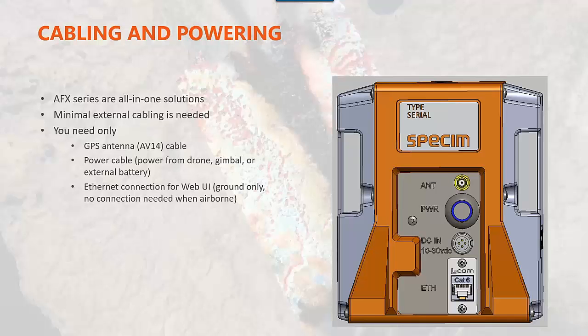Since we have an all-in-one solution, most of the cabling is already made inside the camera, so we need only minimal external cabling. What we need is a GPS antenna cable for the AV14 antenna that is attached to the drone. Then we need a power cable. We can take the power either from the drone or from the gimbal, or use an external battery for the AFX camera. Then the third connection is the Ethernet connection for the web UI.